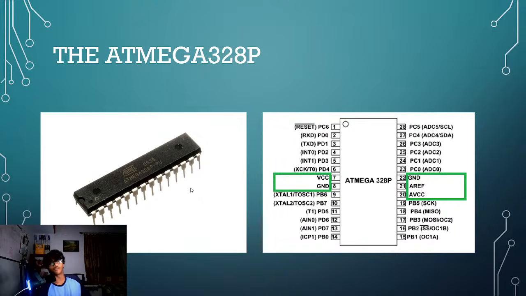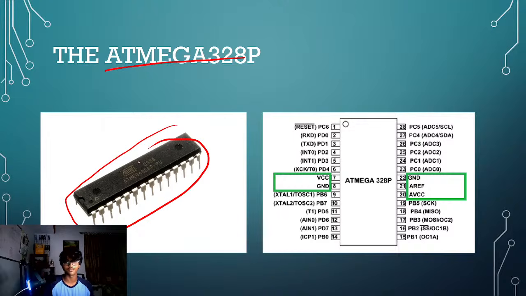So for example, this is a microcontroller. It's very widely used. It's called the Atmega 328P. This is how it looks in real life, and this is the pinout diagram for the Atmega.